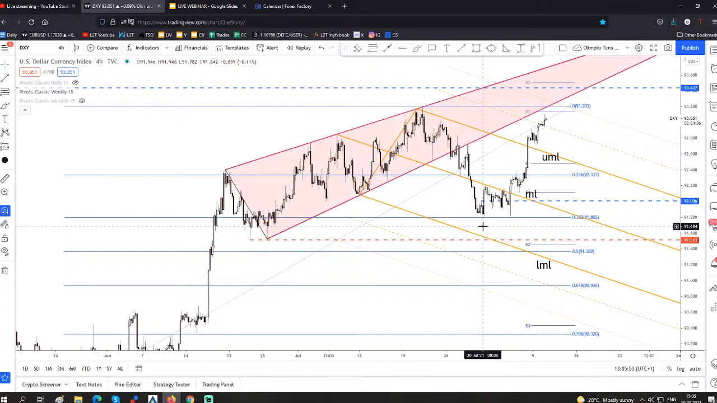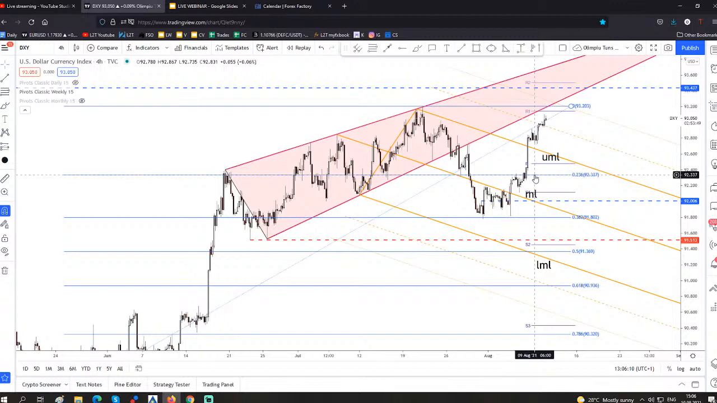It has found support on the 38.2 retracement level, and this candle here, its failure maybe to retest it, to drop below this support, its breakout above the medium line, followed by a breakout above the 23.6, signaled that the DXY could jump higher, could increase further in the short term.